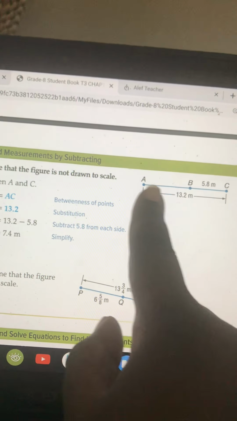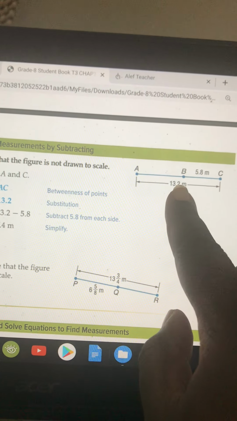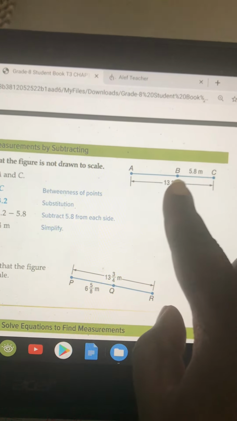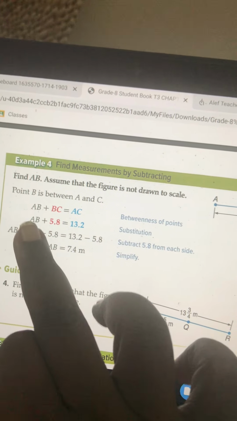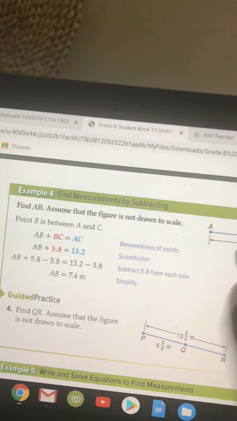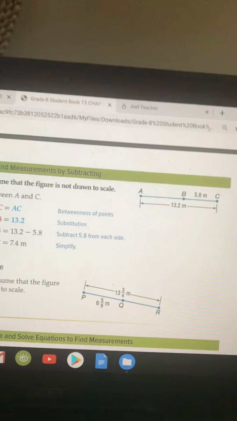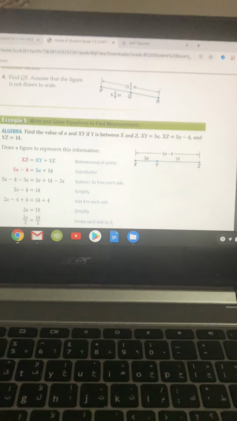Here AB is missing. I will subtract 5.8 from 13.2. It will give me AB. And you write your equation just like that, and you subtract. Okay? I want to find a question where we have algebra to do.